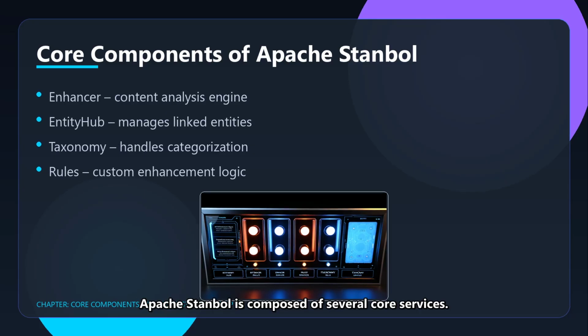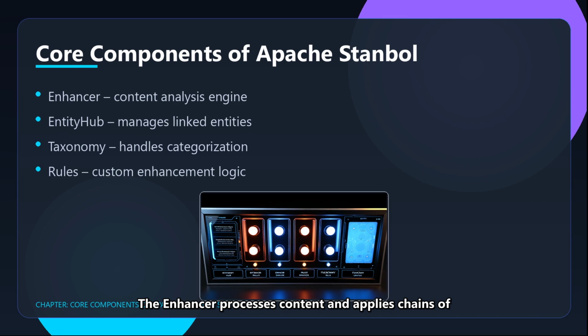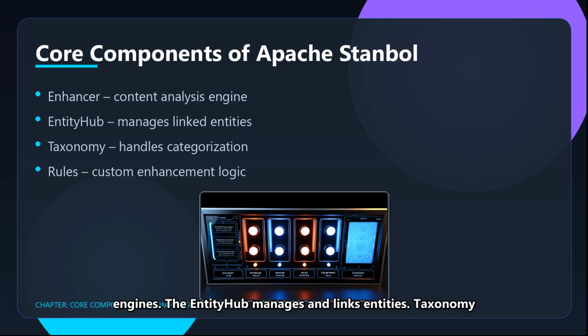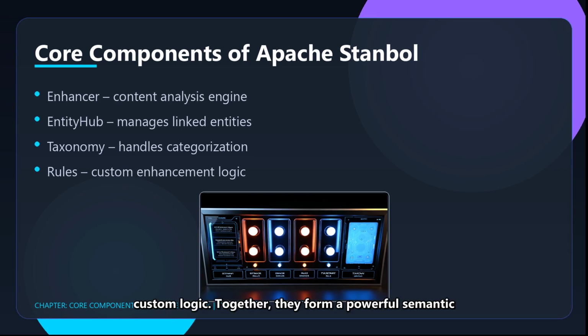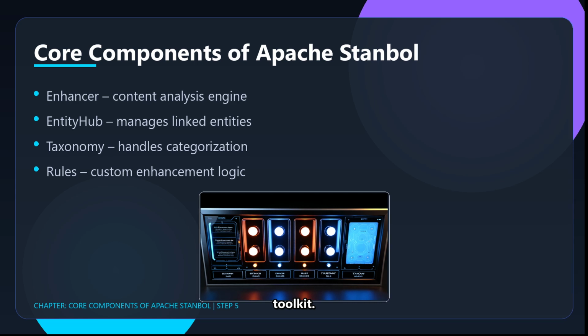Apache Stanbol is composed of several core services. The enhancer processes content and applies chains of engines. The EntityHub manages and links entities. Taxonomy helps categorize content, and rules lets you define custom logic. Together, they form a powerful semantic toolkit.